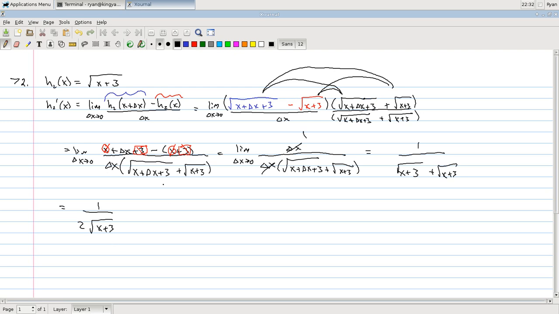Now let's quickly check this by doing the power rule. We can rewrite the original function as x plus 3 to the 1/2 power. And then taking the derivative of this says that h2 prime of x is, by the power rule, 1/2 times x plus 3 to the negative 1/2. And then if we evaluate this negative exponent, we can write this as 1 over 2, 1 over square root of x plus 3. And that matches what we found by using the limit definition.